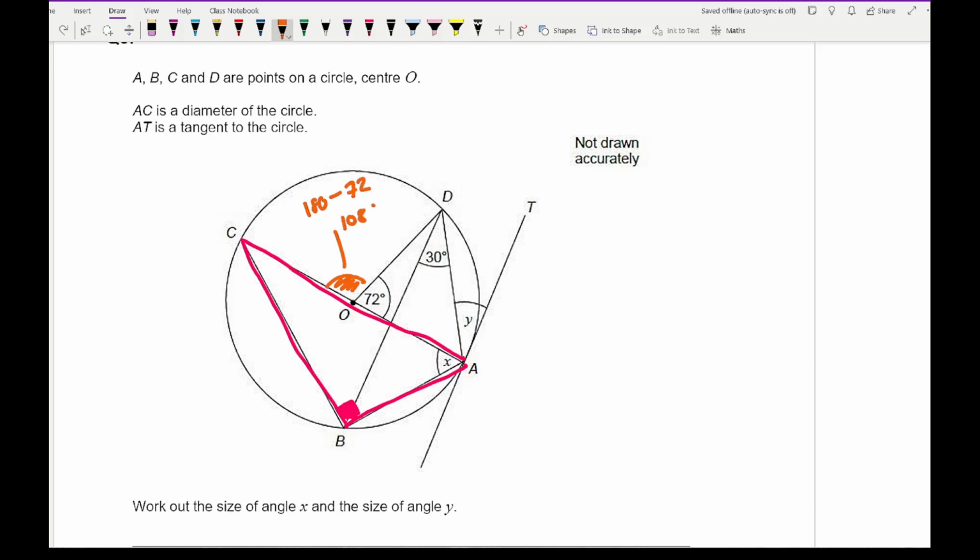Then from there, I can work out what this angle here is, because it is an arrowhead.